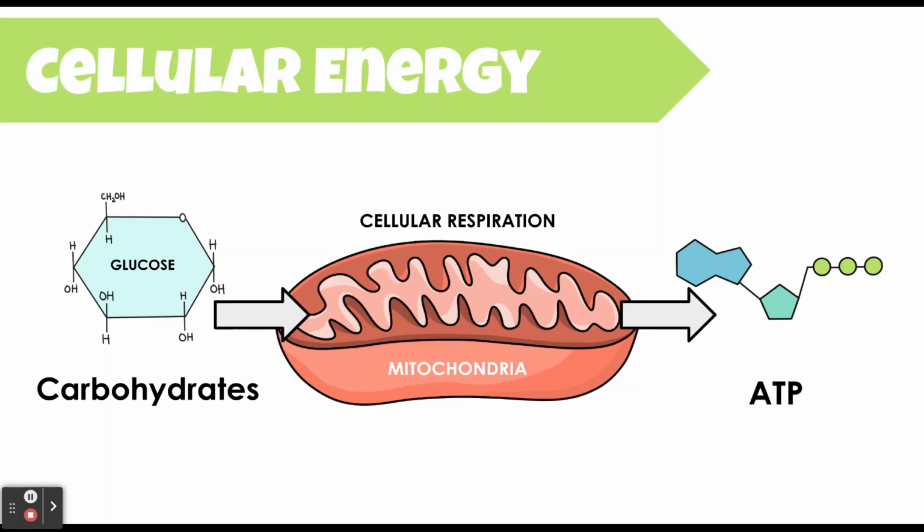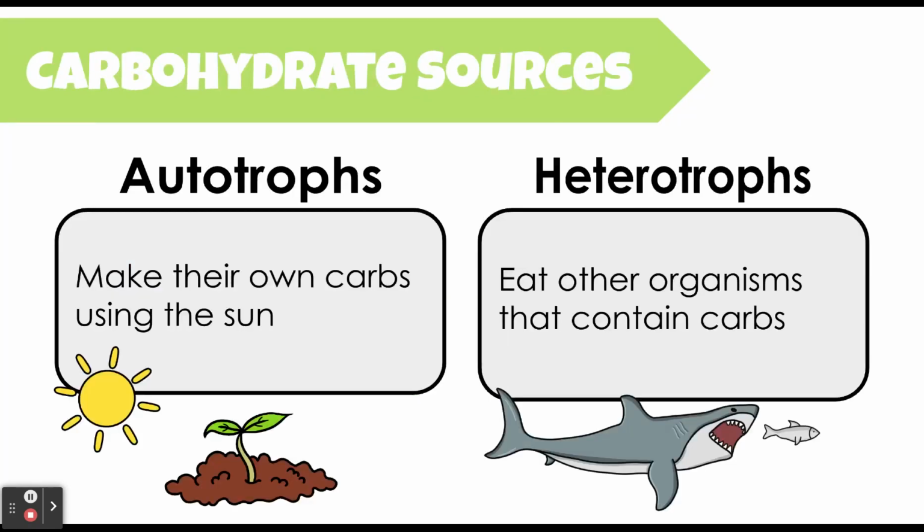So, we're going to talk about the actual steps that go into converting that glucose into ATP energy via cellular respiration. So, how do organisms get those carbohydrates? If you are an autotroph, or a plant that is able to make its own carbs using energy from the sun, it uses photosynthesis to create glucose. So they're converting ingredients into simple sugar in the form of glucose. That is their source of carbohydrates.